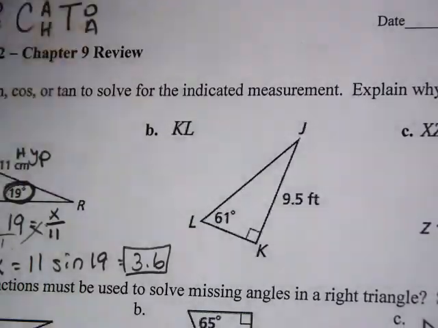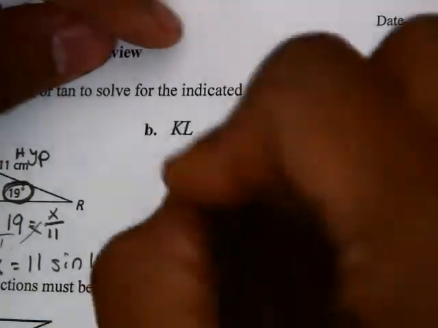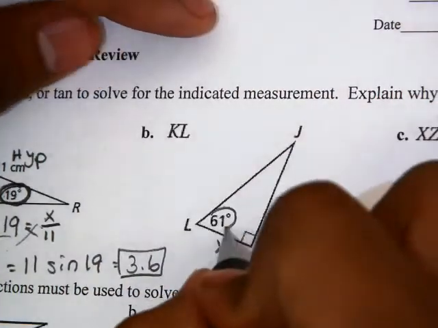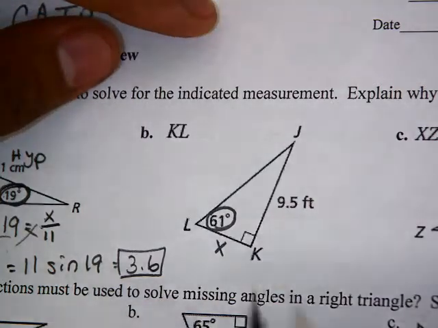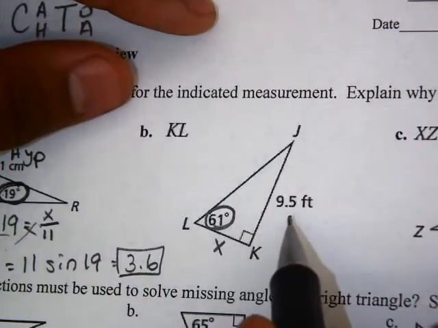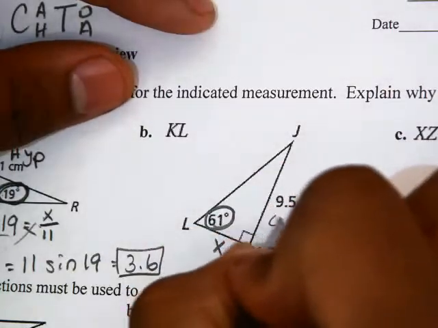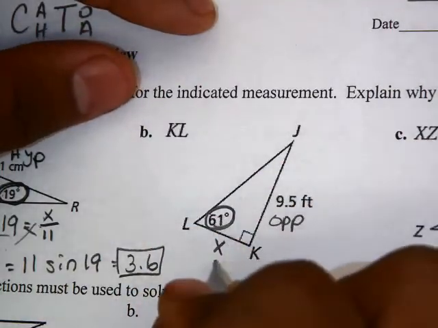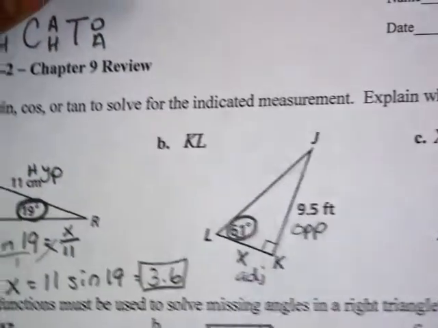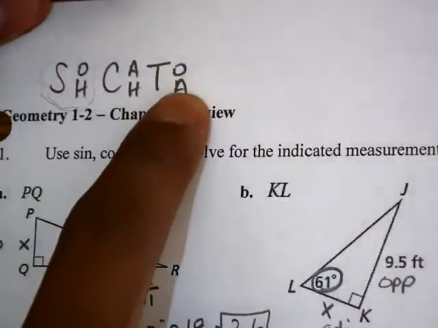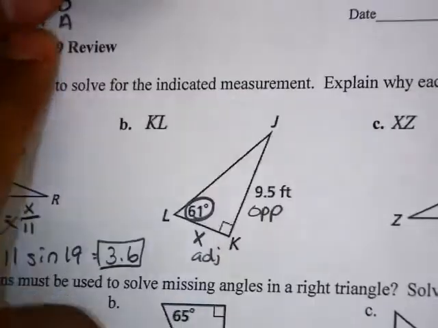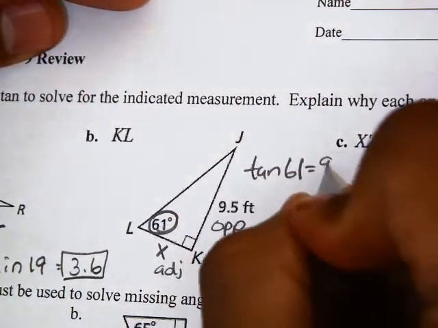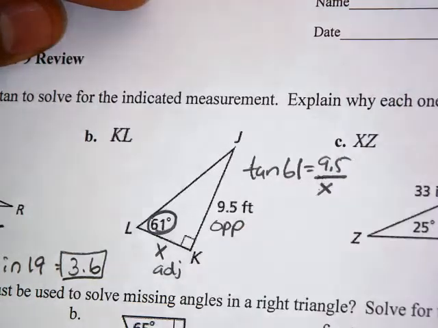Part B, I need to find KL, which is this one. So again, here's my angle. 9.5 is all the way across from the 61. That's opposite. X is right next to it, and it is a leg, so that's adjacent. And I look back up to SOHCAHTOA. Opposite and adjacent is tangent. So the tangent of 61 equals 9.5 over x.